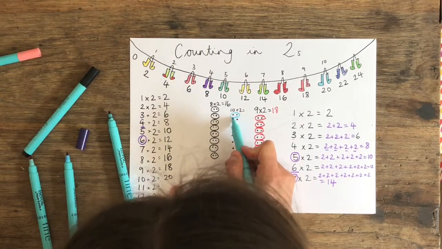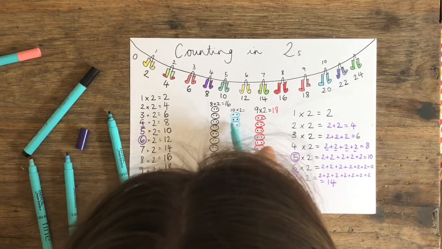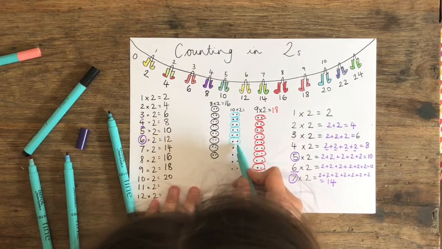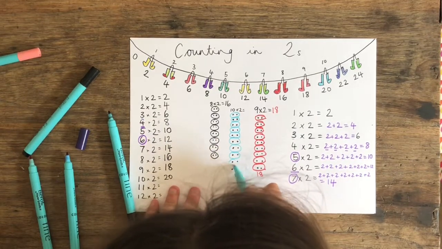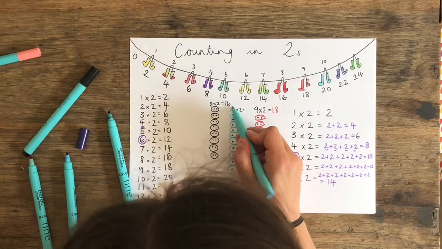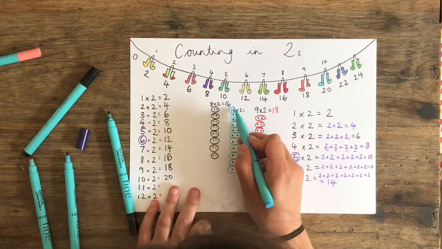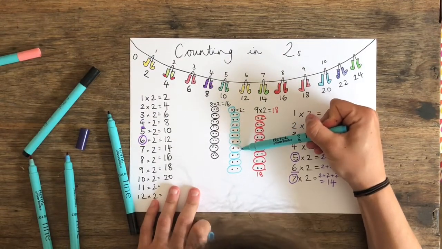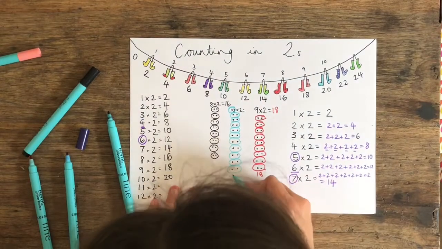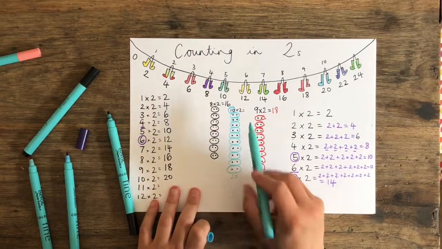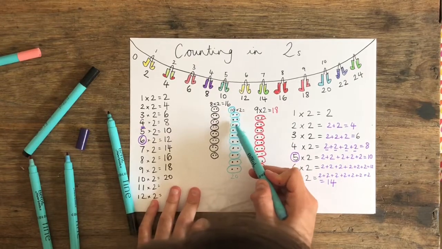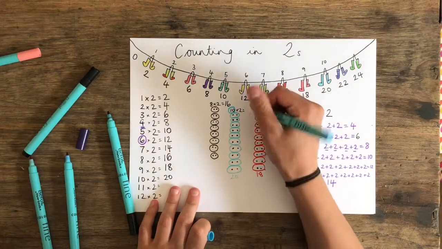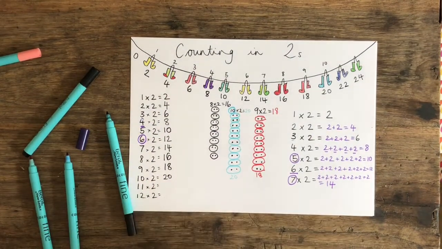That's 1 group, 2, 3 groups of 2, 4 groups of 2, 5 groups of 2, 6, 7, 8, 9, 10. Is that what the question's asking me? You're right, it is, because it's saying 10 times 2. So let's count up in twos. 2, 4, 6, 8, 10, 12, 14, 16, 18, 20. Or we could just count up in ones if we wanted to. 1, 2, 3, 4, 5, 6, 7, 8, 9, 10, 11, 12, 13, 14, 15, 16, 17, 18, 19, 20. So 10 times 2 is 20.